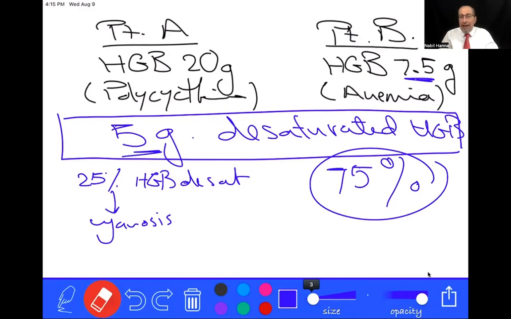So if an anemic patient looks cyanosed, this is very serious. This is very dangerous because this means a big percentage of his hemoglobin is now desaturated. And this should be the end of the blood lecture.